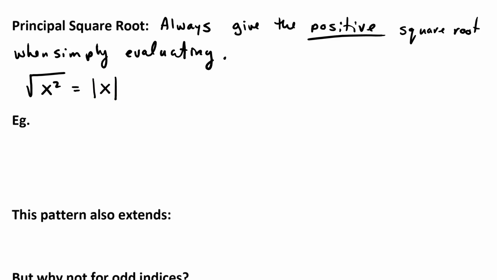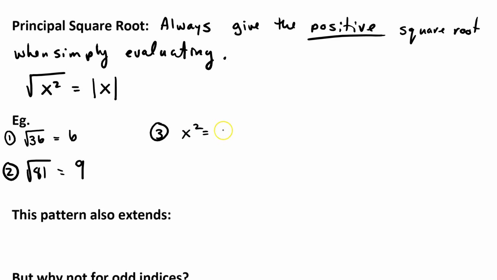So if I'm just looking at numbers here, example 1, if I were to ask you for the square root of 36, that is going to be 6. That's just going to be positive 6, no problem. Or in example 2, if I were to give you the square root of 81, that is simply going to be positive 9. Here's where it gets a little bit confusing. If I said x squared is 36, I would have to say that x is both positive and negative 6.